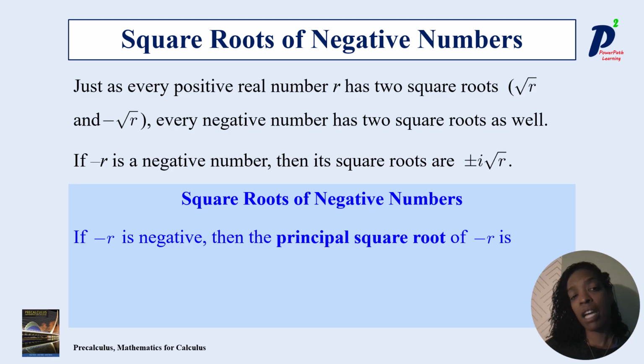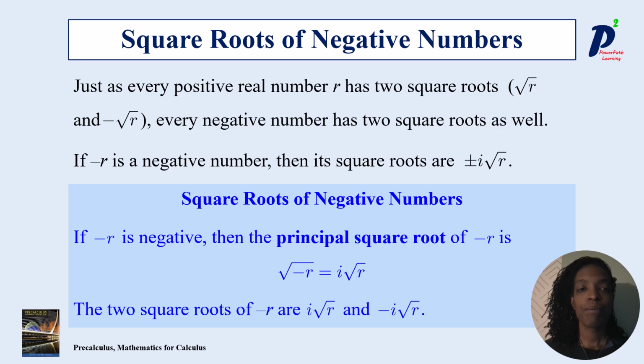Formalizing this, if negative r is negative, I know that sounds repetitive, but it's important, then the principal square root of negative r is the square root of negative r, which is i times the square root of r. So we have two square roots, i root r and negative i root r.